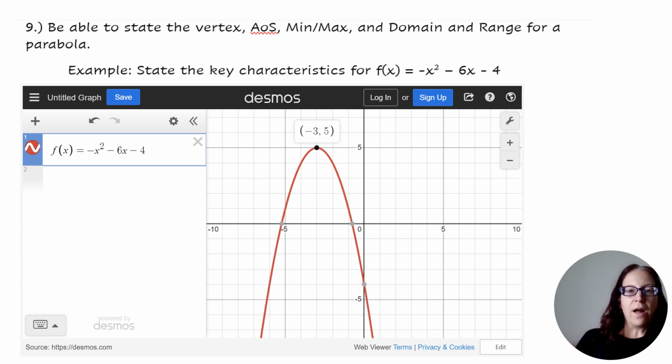All right. This one, we are almost done with this review video, which is awesome. This one says, be able to state the vertex, axis of symmetry, min, max, and domain and range for a parabola. You are expected to use Desmos on this. If you don't use Desmos, some of you might be able to do this because you demonstrated that you did know the vertex formula on your classwork. So you did the opposite of b over 2a and then plugged it in and you found the vertex. And then once you have the vertex, the rest of it is pretty good to go.